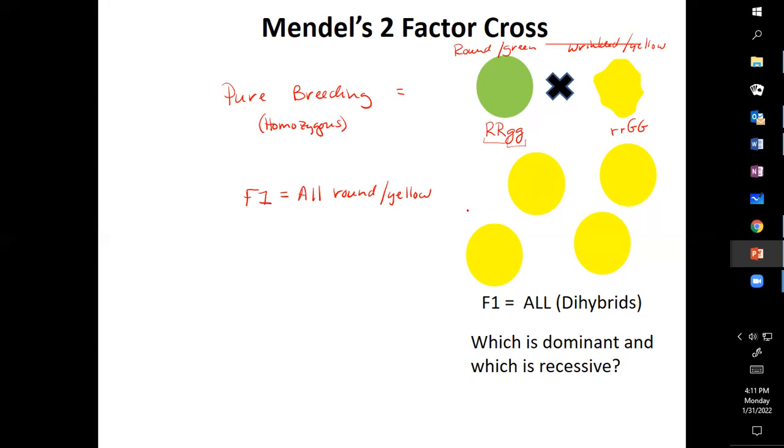So we didn't stop here. We went on and did, and we're going to call this, by the way, a dihybrid. The dihybrid, meaning a mix. So hybrid means a mix and di means two. So it's a mix of two traits. So round and wrinkled together and green and yellow together. It's a dihybrid, a mix of two traits.